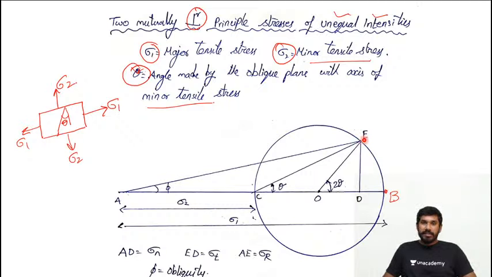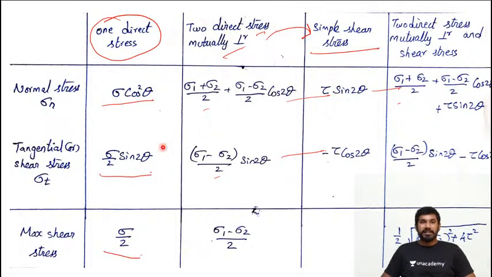From that point E, draw a vertical line perpendicular to AB and it touches at D. And from E, join A, and from E, join C. Now AD represents the normal stress, ED represents the tangential stress or shear stress, AE represents the resultant stress. Simple, right? Same thing that we have done here: normal stress, tangential and maximum shear. Same equation. If you use it, you will get the answer.